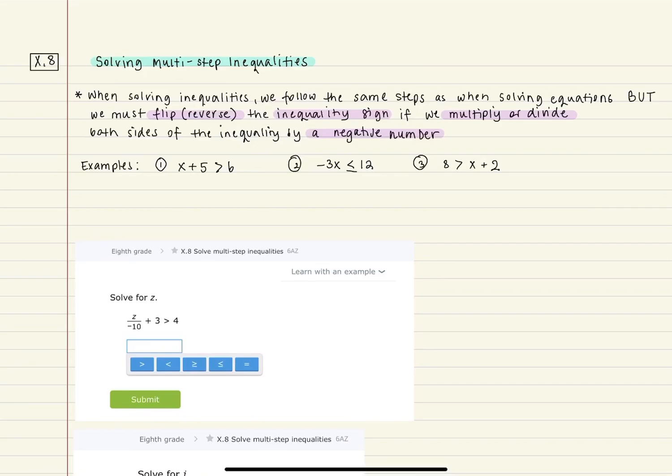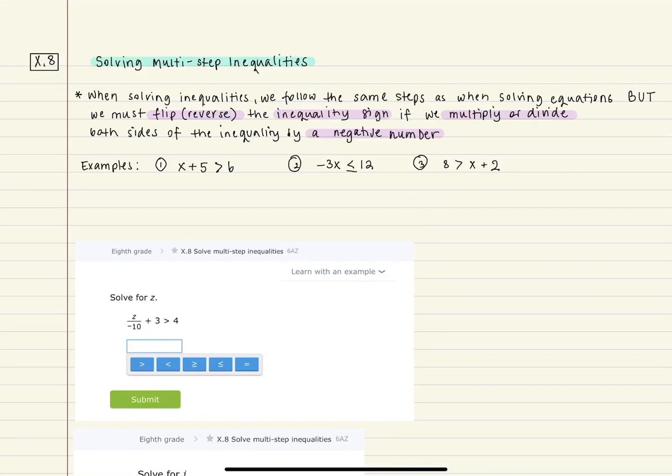Anytime you multiply or divide both sides of an inequality by a negative number, you must remember to flip the inequality sign. So anytime you multiply or divide by a negative number, you have to flip the inequality sign. So here are some examples of inequalities that I will quickly solve just to refresh your memory.